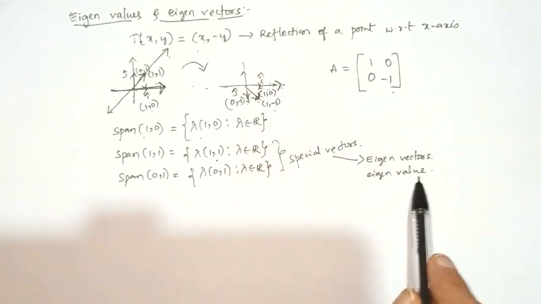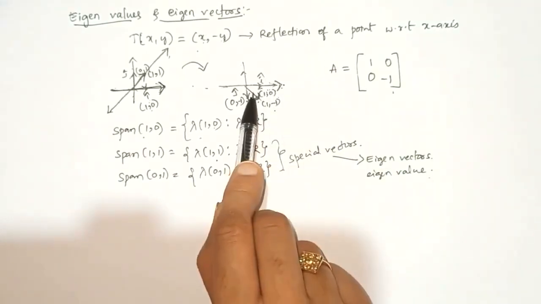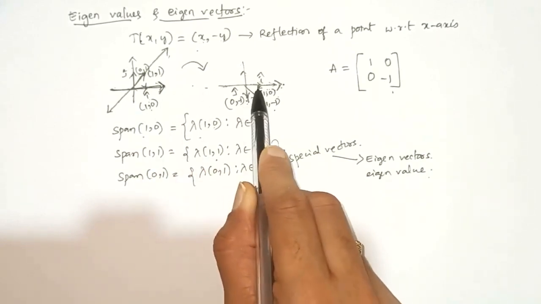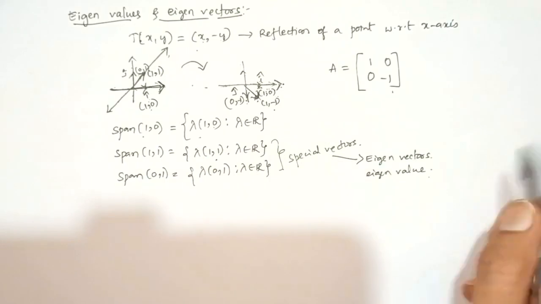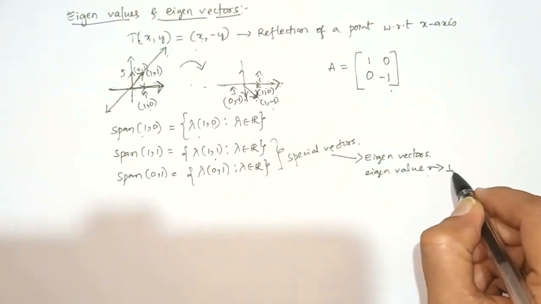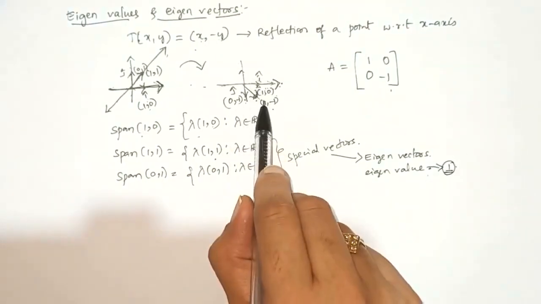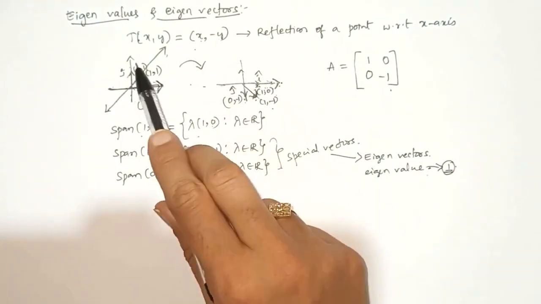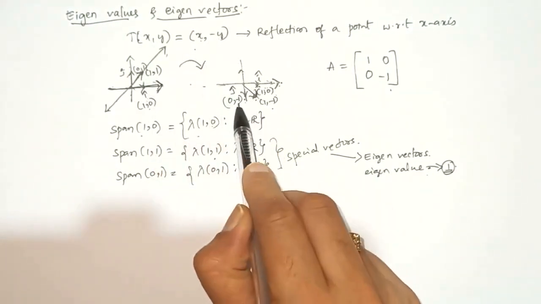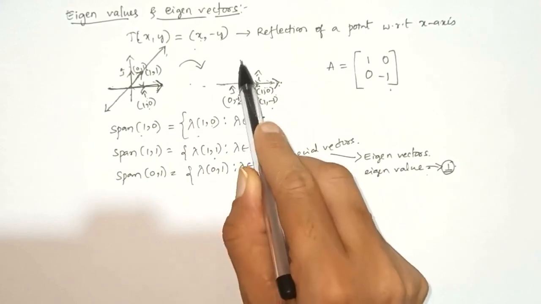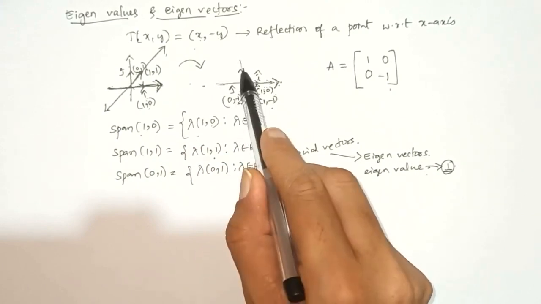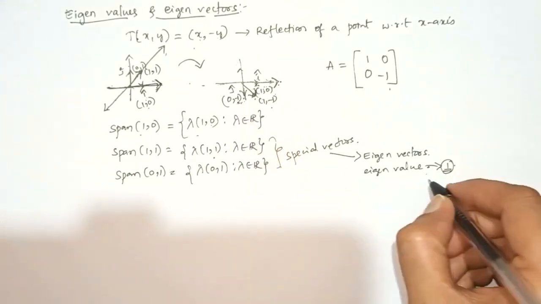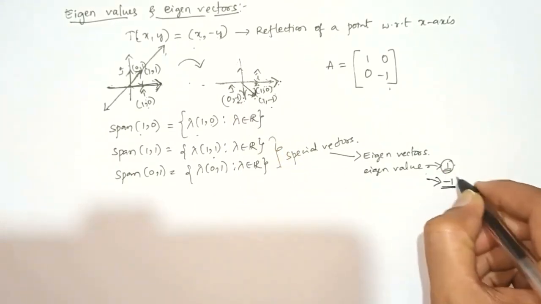In that case, eigenvalue is 2. But now here (1, 0) is in its own span, and it stays at the same position, (1, 0). Therefore the eigenvalue is equal to 1, corresponding to this vector. Similarly, corresponding to (0, 1), the eigenvalue is minus 1, because though it is in its own span, it gets squished by an amount equal to minus 1. Therefore, another eigenvalue is minus 1.